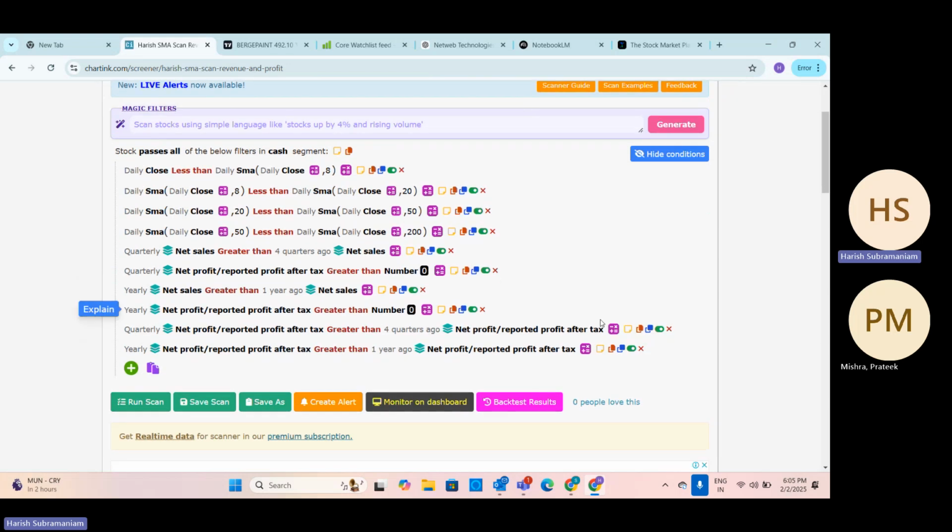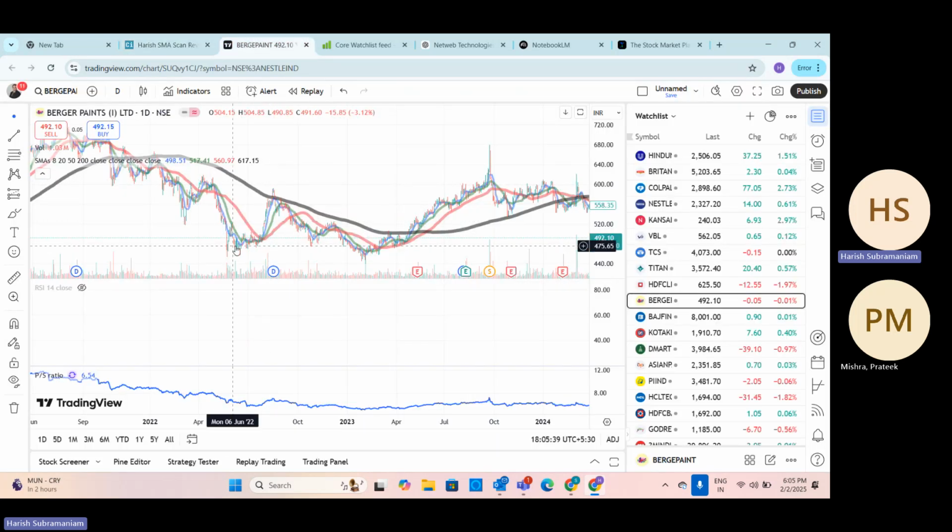So as you can see over here, we have made the same scan. What we have said is daily close is less than SMA 8. SMA 8 is less than SMA 20. Simple moving average 20 is less than simple moving average 50. Simple moving average 50 is less than simple moving average 200. So basically the price has to be like this, the way we have defined it. Price is lower, lower, lower, and lower.